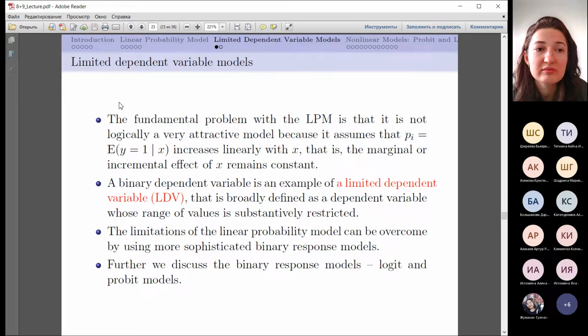Let's talk now about the limited dependent variable models. The fundamental problem with the linear probability model is that it's not a very attractive model, because we've just discussed at least 2 reasons why it's not a good one. First, the meaningless predicted values of probability of success of some event. And the second, that probability increases linearly with x, or in other words, the marginal or incremental effect of the independent variable remains constant. This is wrong.